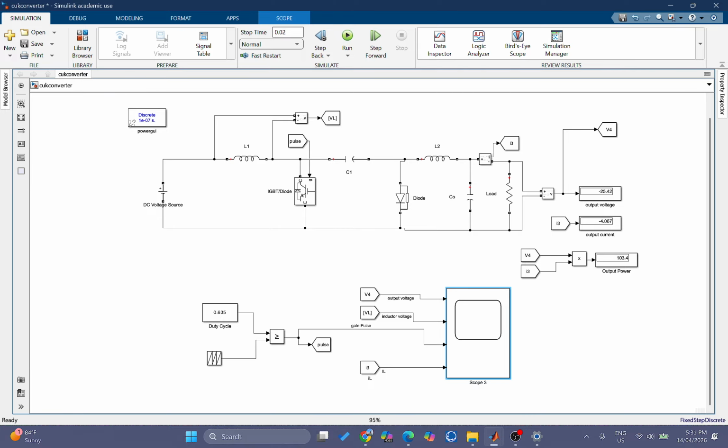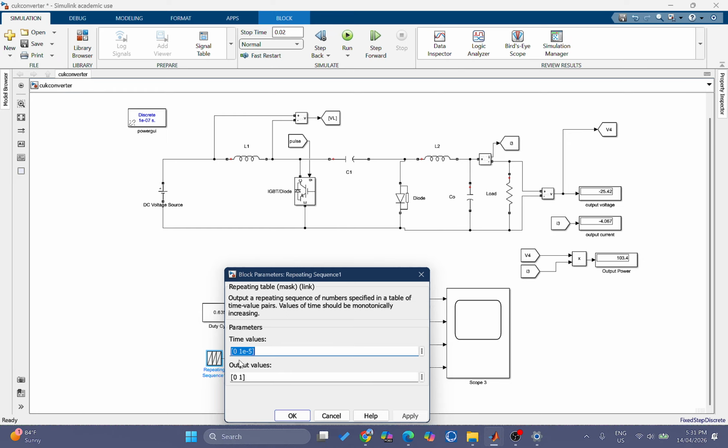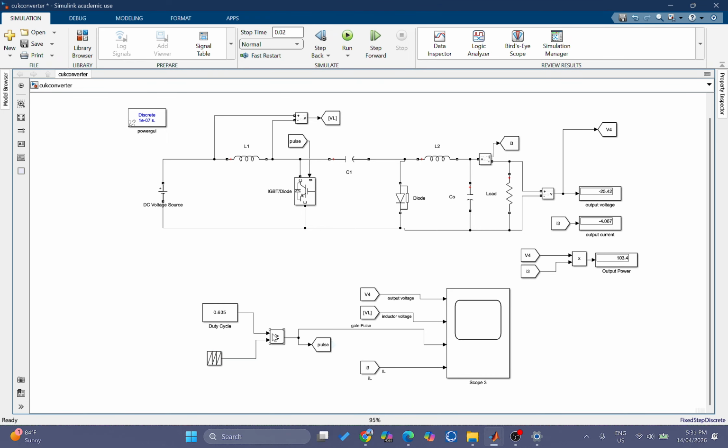We are using a repeating sequence here at the PWM generation, our time is 0 to 1e-5, and it should output values from 0 to 1. This is compared to the duty cycle so that it can generate a pulse. And our simulation is simulated in discrete mode with a sample time of 1e-7.